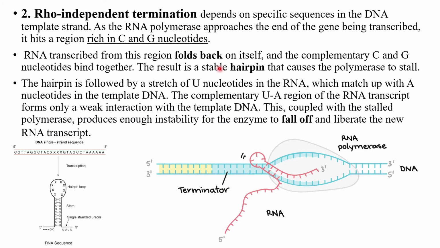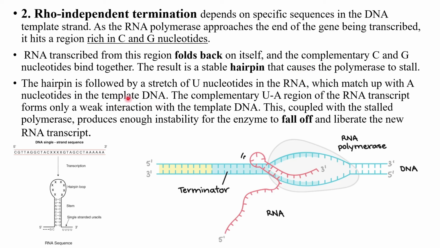Next is rho independent termination. It depends on a specific sequence in the DNA template strand. As the RNA polymerase approaches the end of the gene being transcribed, it hits a region rich in C and G nucleotides. RNA transcribed from this region folds back on itself and the complementary C and G nucleotides bind together. Here we can see the C and G strands, complementary strands, bind together. The result is a hairpin structure that causes the polymerase to stop.